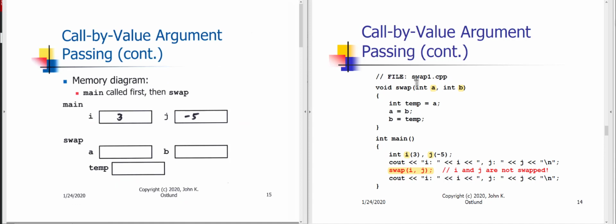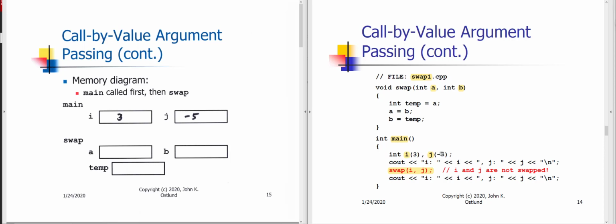When I run my program, whose name, by the way, is swap1, main is called first, and in main, the first thing that happens is that storage is allocated for these two variables i and j. Each of these is an int. i is initialized to contain 3. j is initialized to contain -5.